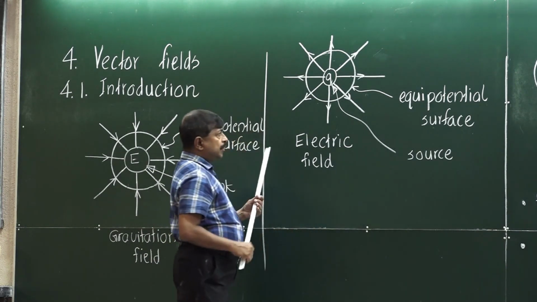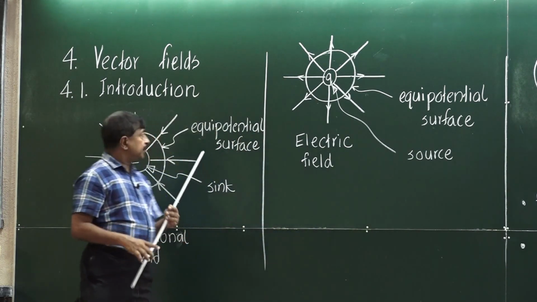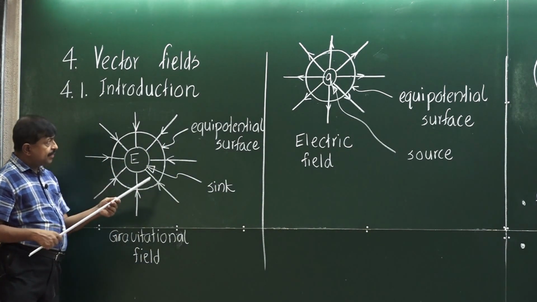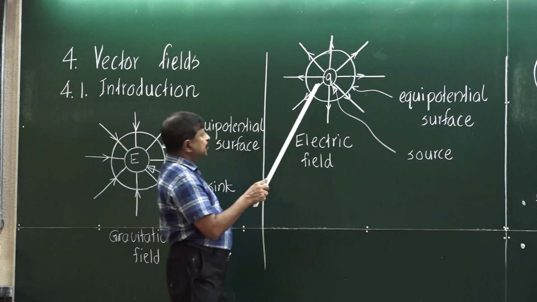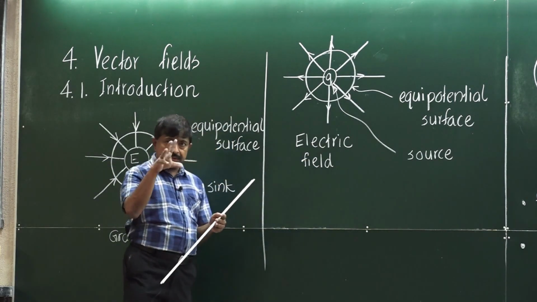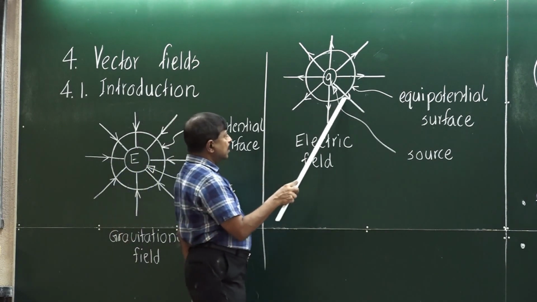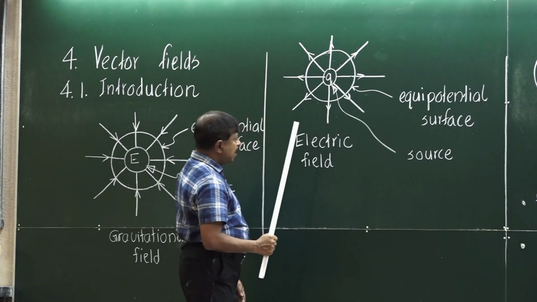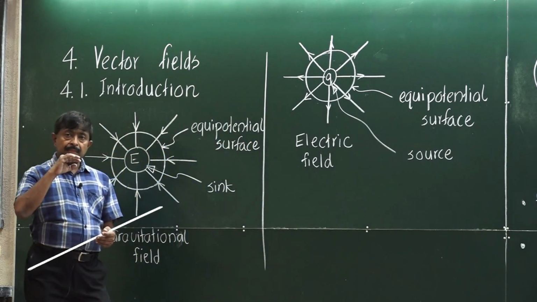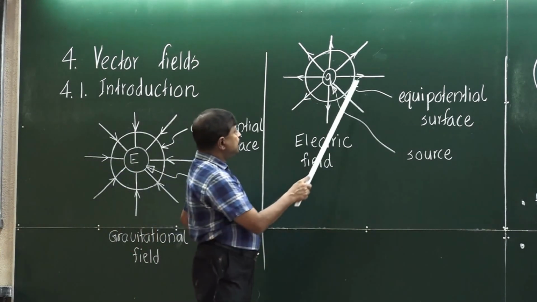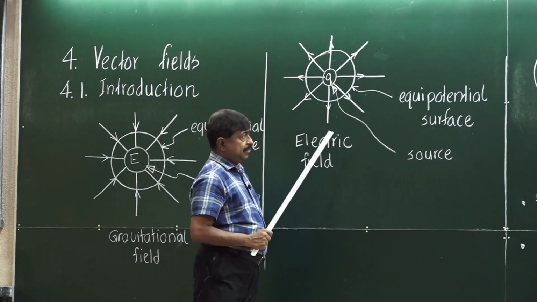So, there are three things. A sink always attracts these lines. A source emanates these field lines, like the field lines leave the source. And the third is that the equipotential surface is always normal to the field lines.